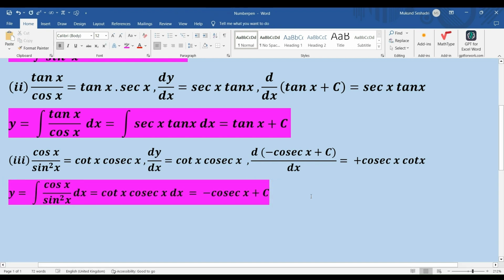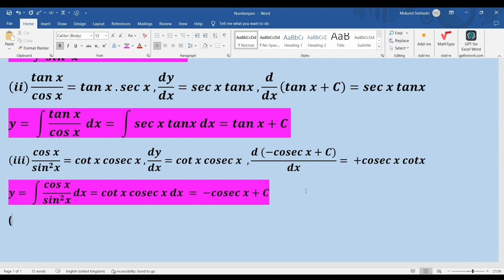As a quick check, you can differentiate on either side: dy by dx equals minus of d by dx of cosecant x. And what is d by dx of cosecant x? It is minus cosecant x cot x, right? So minus into minus becomes plus. My d by dx of the constant is 0, and I get back my cosecant x cot x, which is my cos x by sine square x, right? So that's how we go about doing a quick check on all these problems.